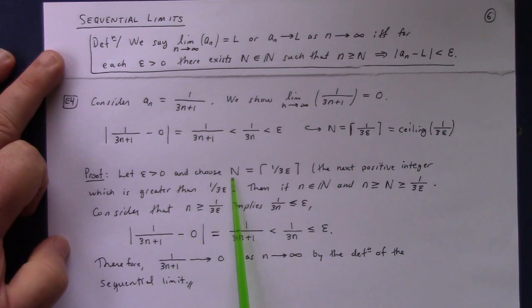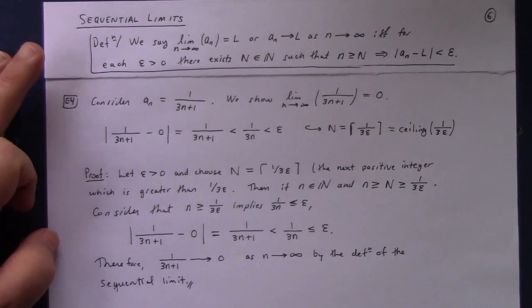So let epsilon be greater than 0. Choose big N as the next positive integer greater than or equal to 1 over 3 epsilon. Then it's true that if little n is a natural number larger than or equal to big N, then that's larger than or equal to 1 over 3 epsilon. And as such, we get little n is greater than or equal to 1 over 3 epsilon. But that implies that 1 over 3n is less than or equal to epsilon. And so then, if I look at this absolute value, it is equal to that, which is strictly less than that, which is less than or equal to epsilon by construction. Therefore, 1 over 3n plus 1 goes to 0 as n goes to infinity by the definition of the sequential limit.